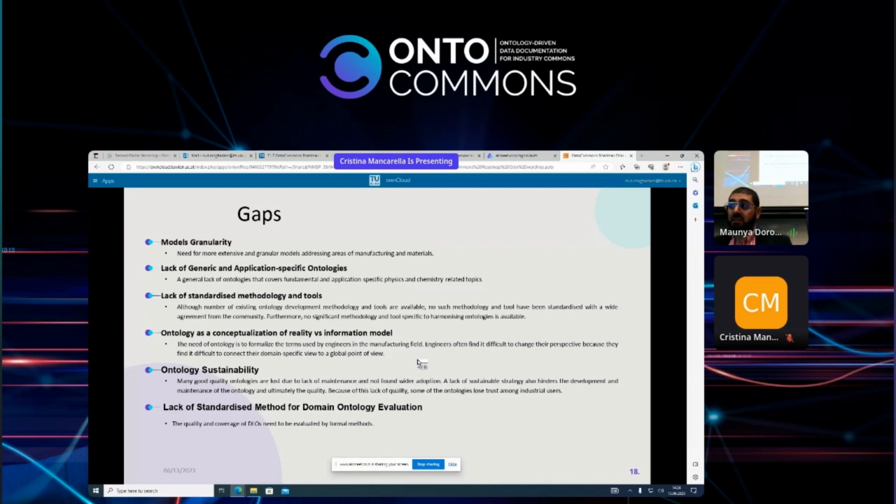Ontology sustainability is also one of the gaps, because a lot of ontologies have been developed in projects with big effort from the community, but after the end of the project, ontologies are not maintained, not available, not accessible. And for me, one of the most important gaps is the lack of a standardized method for domain ontology evaluation. To say whether this is good or not, if the community will accept it, what are the criteria? What is the quality of this ontology? So this is another gap.